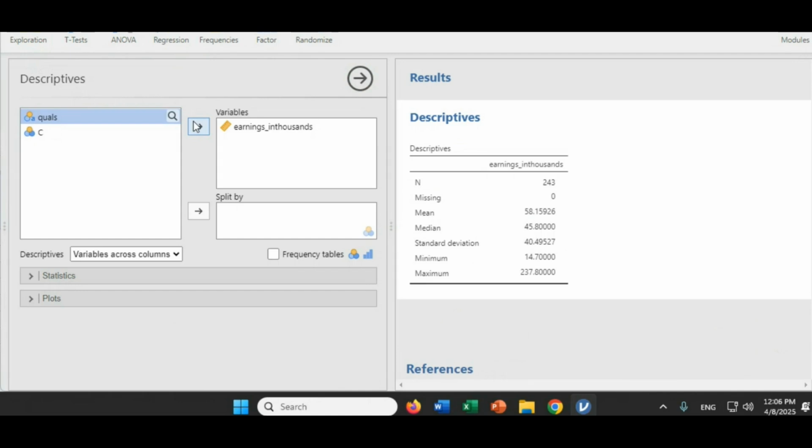That's an important number. You might want to copy that onto your slides. Anyone have any guesses? What do you think the mean, 58.15, is? What does this number mean? First of all, it's in thousands. It's some kind of average. What average is it finding? We know there's 243 people. So this mean is the average what?